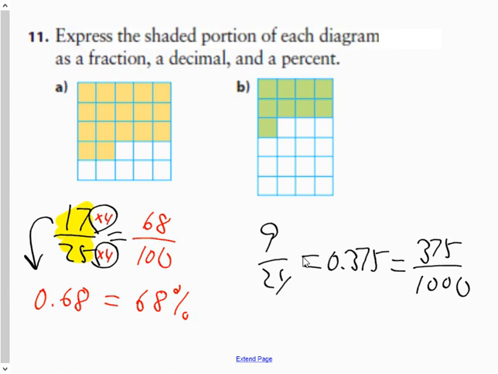Right? Which allows me to then say it's equal to how many hundredths? Anybody? I knew I lost you. 375 thousandths is equal to how many hundredths? 37.5 hundredths, and that's important because that allows me to write my percent.